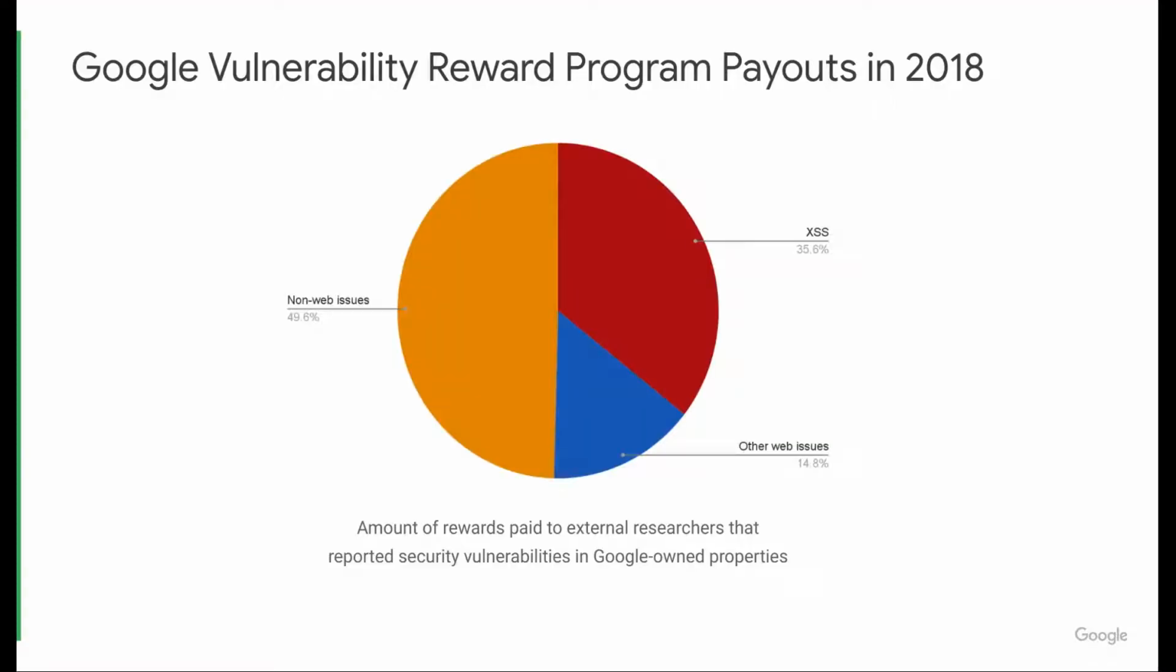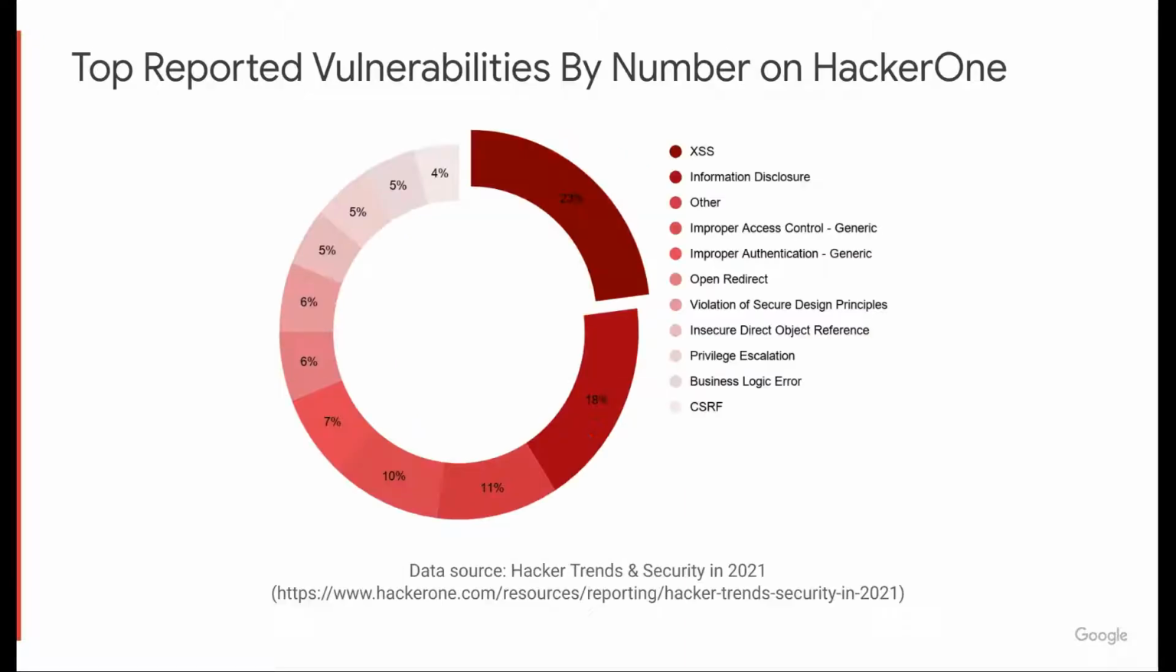Let's see some data about its popularity. Google has a vulnerability reward program to recognize outside researchers who report security problems found in Google's products. In 2018, over 35% of the dollar amount of the reward went to XSS bugs. Well, you can say maybe it's just Google engineers are bad at writing secure web applications, but unfortunately, other data suggests this is a universal problem.